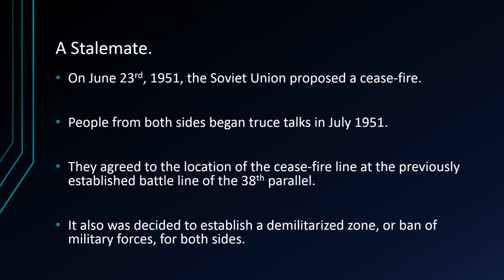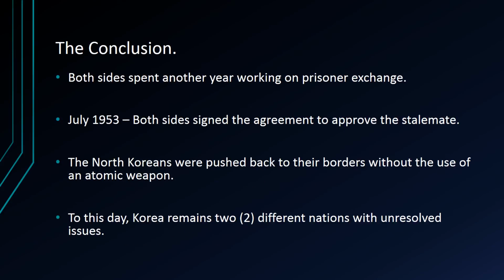And it was also decided to establish a demilitarized zone, which is a band of military forces in a certain area for both sides, okay? So both sides are going to spend another year working on prisoner exchanges, but in July 1953, both sides signed the agreement to approve the stalemate.